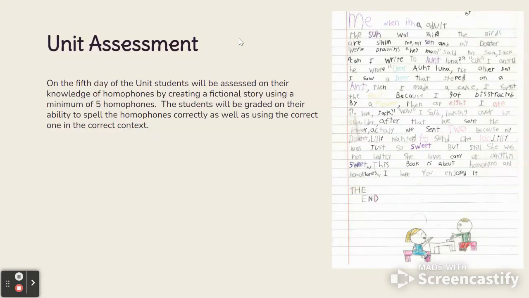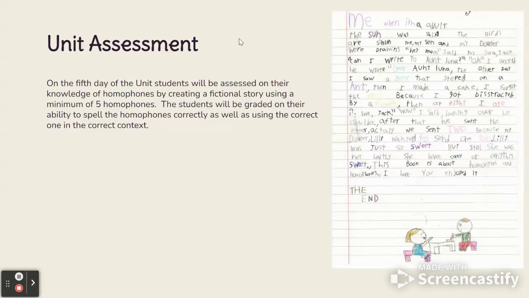After this day 4, we're going to move on to day 5, which is the unit assessment. They are going to create a fictional story using a minimum of 5 homophones, which means that if, for example, they use sea and see, they need to use both forms and that would count as one of the homophones. So 5 homophone pairs or trios, like to, too, two, for example. The students are going to be graded on their ability to spell homophones correctly, as well as using the one in the correct context.